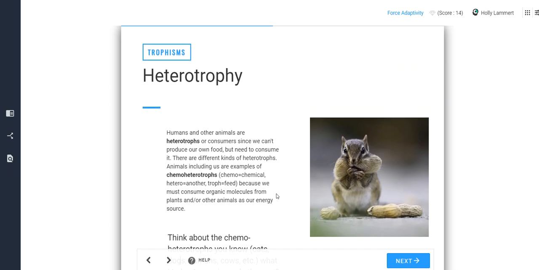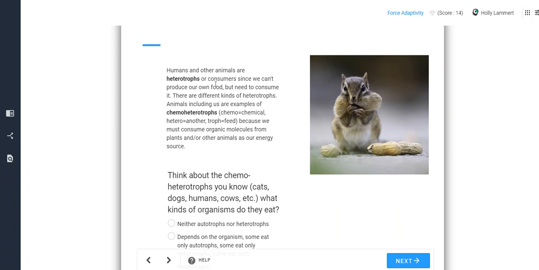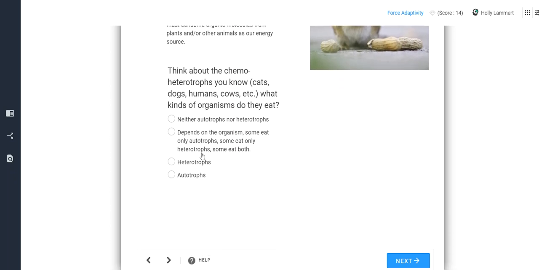Heterotrophy. This little chipmunk here shows us. Heterotrophs consume other things for food. That's plants or animals. There are different types. Chemoheterotrophs, chemo meaning chemical. They consume organic molecules from plants and or animals as our energy source. Think about chemoheterotrophs, you know, cats, dogs, humans, cows. What kind of organisms do they eat? It depends. If you're eating just animals, you might call yourself a carnivore. If you're eating just plants, you might call yourself a vegetarian or a heterotroph or a primary consumer. All of those work.